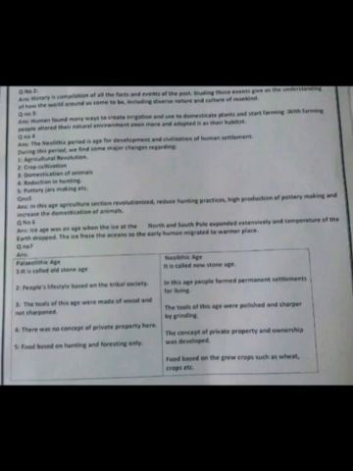Now we will discuss Neolithic Age. It is called the New Stone Age. In this age, people formed permanent settlements for living. Number 2, the tools of this age were polished and sharpened by grinding. Number 3, the concept of private property and ownership was developed. Number 4, food was based on grown crops such as wheat, etc.